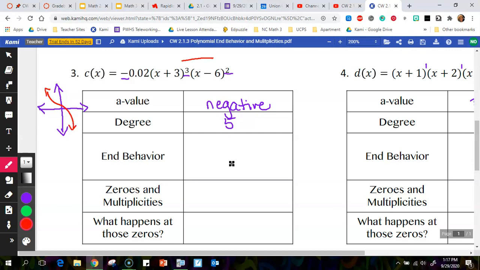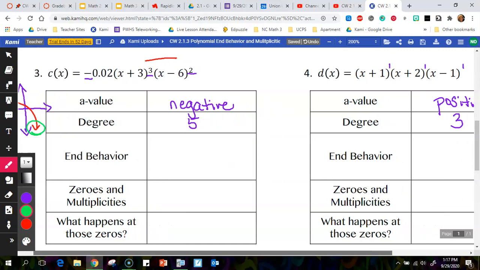Again, there could be some other stuff going on in here. I don't care. We're looking at the arrows for in behavior. Negative a value and an odd degree means that my arrows, again, are going two different directions. So one of them is going up and the other one is going down. So that's what that one looks like.